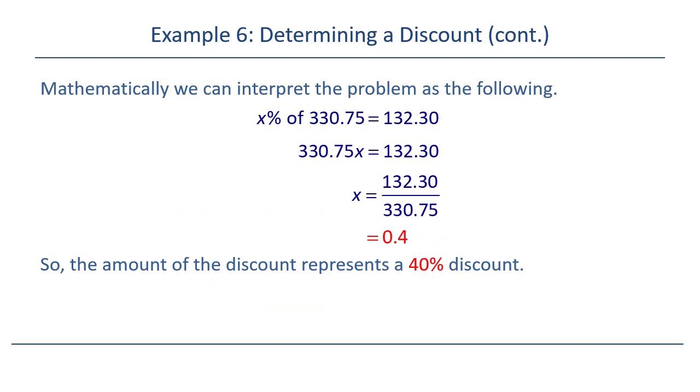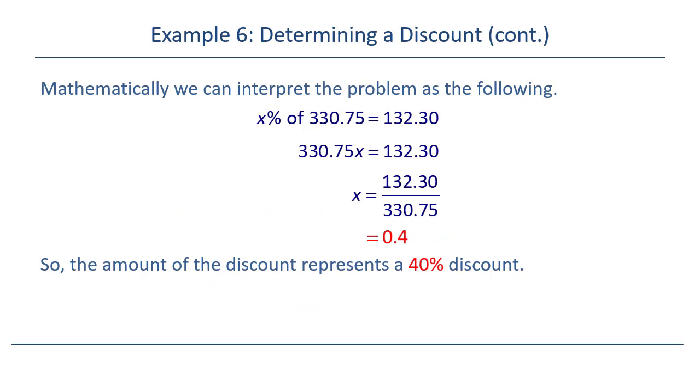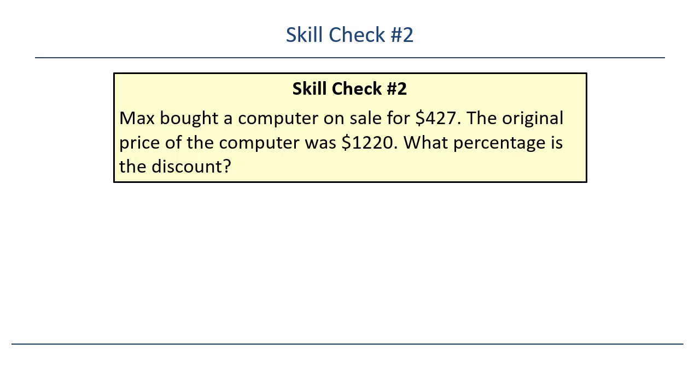Or you could do it the long way, right? X percent of 330 equals that. So you can see that x times this, you divide by it, you get 0.4. Well, what is that as a percentage? That's 40%. If you did my stuff in the calculator, you would have got 60, right? This would have been 60% of it. And then you would subtract that from 100 to see that the discount was 40%. So either way, it works fine.